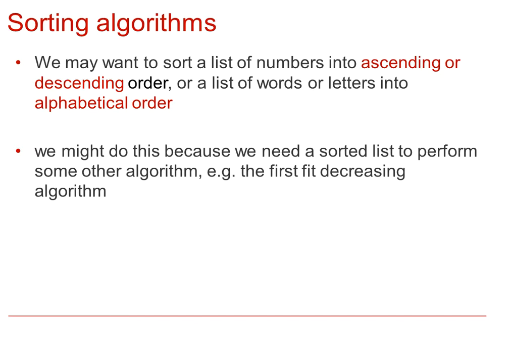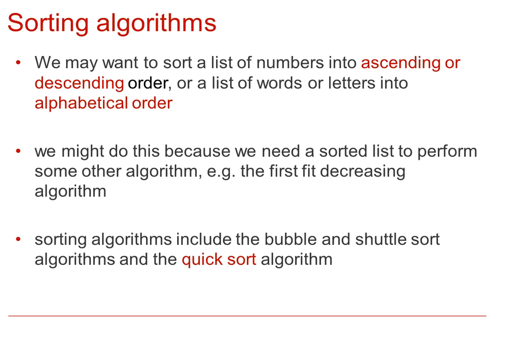So, focusing in on sorting algorithms, we may want to sort a list of numbers into ascending or descending order, or a list of words or letters into alphabetical order. We might do this because we need a sorted list to perform some other algorithm, for example, the first fit decreasing algorithm. You will remember that we have already covered the bubble and shuttle sorting algorithms, and now we are going to look at this new quicksort algorithm.